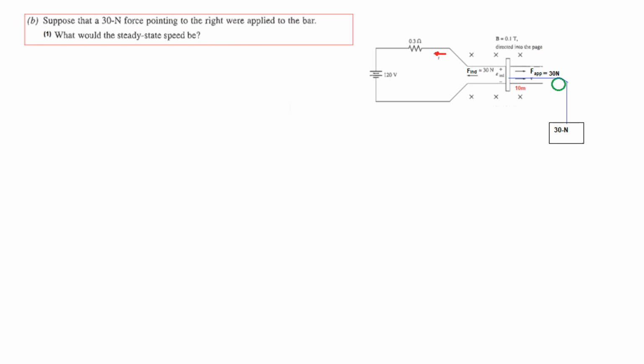Now the second part: suppose that a 10 Newton force pointing to the right were applied to the bar. What would be the steady state speed? Okay, so what is happening? A force of 10 Newton is applied here towards the right hand side, and we need to find the steady state speed. So F applied is 10 Newton to the right. F induced, we know, is given by the formula ILB.